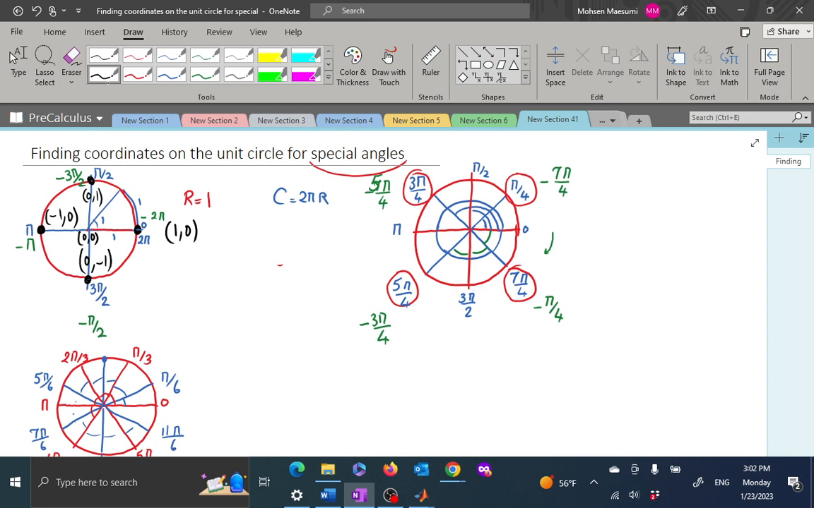Okay, let's go to something more advanced. Suppose I have gone from this corner to this point. That is, the angle is pi over 4. Now the question is, what is the x and y of this point? This is the x of it and this is the y of it. What are these two numbers? That is going to bring us to the beginning of trigonometry.